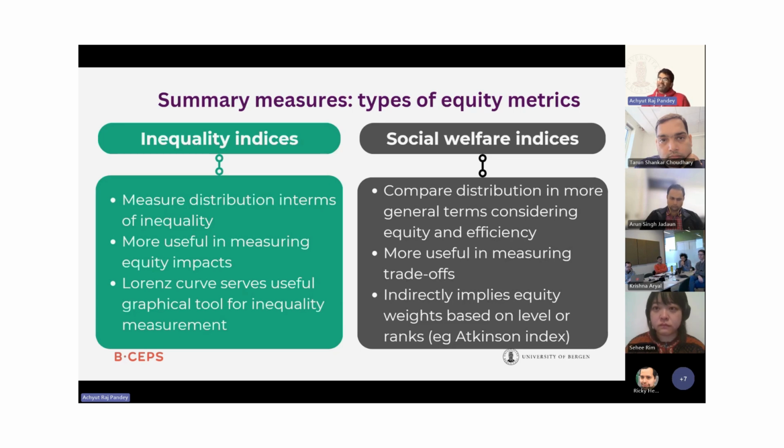In addition to inequality, social welfare indices also take into consideration the efficiency aspect. We would choose to consider social welfare indices when we are particularly interested in the trade-off between equity and efficiency. Atkinson's index is one example of social welfare indices that assigns equity weight to the variable based on level of health. Other approaches to assign equity weights are rank-based equity weights and level-based equity weights. Among these two, level-based equity weights are slightly more preferred because when we assign rank-based equity weights, rank itself is an ordinal variable with limited statistical strength.